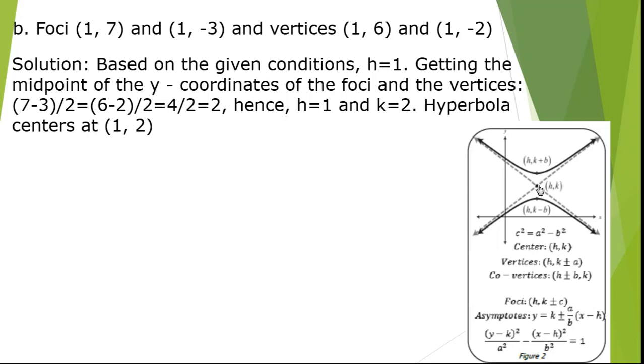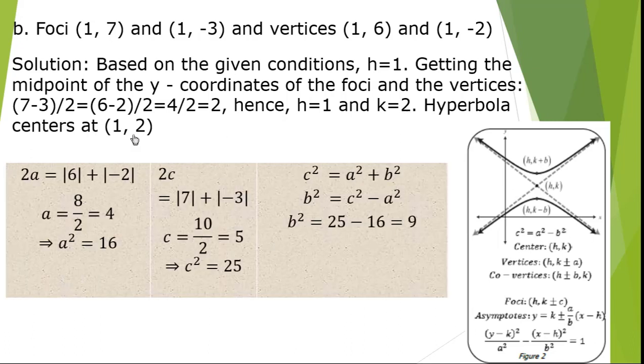And our foci is at (1, 7) somewhere here, and another point (1, -3) somewhere down there, the foci. Vertices are at (1, 6) here, just imagine, and (1, -2). It's supposed to be lower than this. So anyway, this is a generic figure. This is our guide in finding out the equation of the hyperbola given the coordinates of the foci and the vertices.